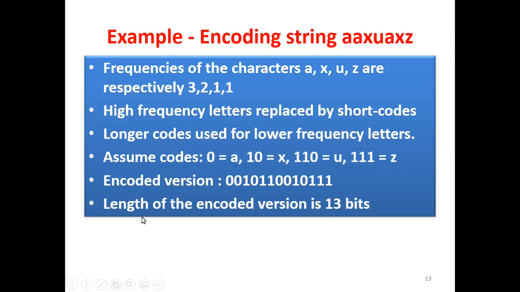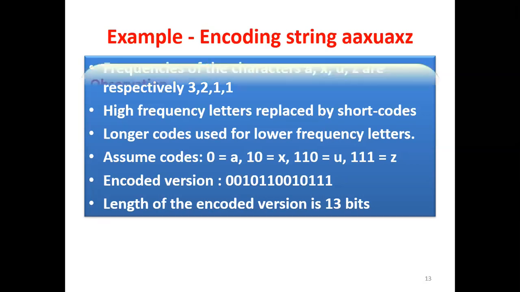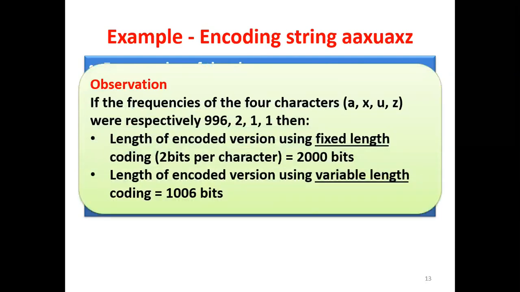Now, if we look at the length of the bits that we have, we can see that it has been reduced to 13. But with fixed length coding, the number of bits for this particular string was 14. So there is a reduction in the bits. If we perform another operation, just be careful.